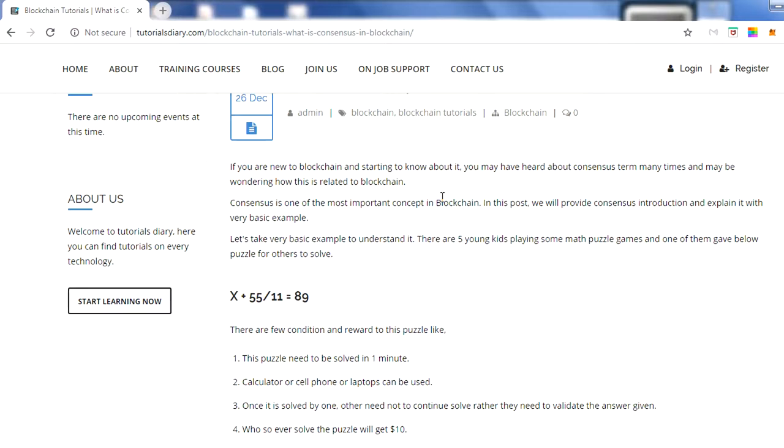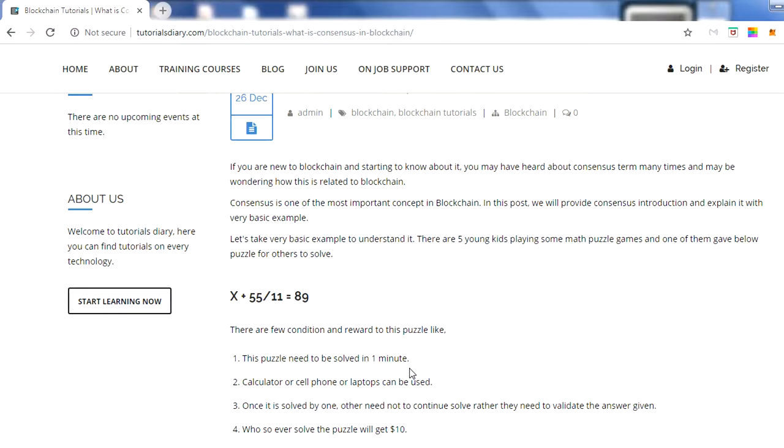One of the kids has given the puzzle to the other four kids: solve this puzzle, which is x plus 55 divided by 11 is equal to 89. Someone has to guess the x value here. This is a simple math puzzle which one kid has thrown to the others, and he has put some conditions. The puzzle has to be solved within 1 minute only.